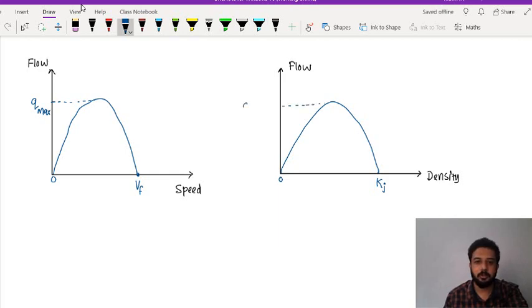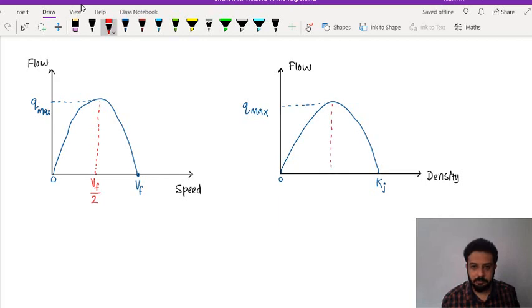Here also I am getting Q max, and we have seen that the maximum value of flow you are going to obtain exactly at the half value of free flow speed. And similarly here also, the maximum value of flow you are getting at half the value of jam density. So for example, if your free flow speed is 80 kmph, it corresponds to 40 kilometers per hour, and corresponding to a density of half the jam density, you are going to get the maximum value of flow. Okay, so this Q max and Q max are same, but Vf and Kj are not same.